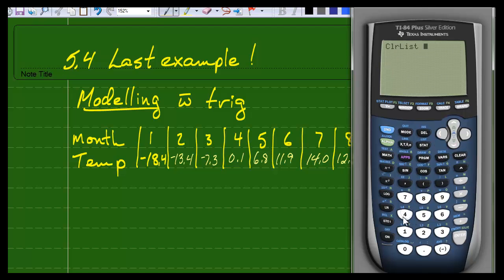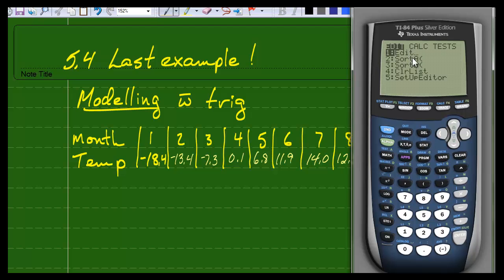There's a couple of ways to clear it, but one of the fastest is to go down to number 4. It'll say clear list, and then I have to tell it what list, and I want to clear list 1, comma, and then list 2. So I go second function, list 1, I hit the comma key, and then second function list 2, hit enter, and I'm good to go. It tells me done. So I can go back to Stat and enter.